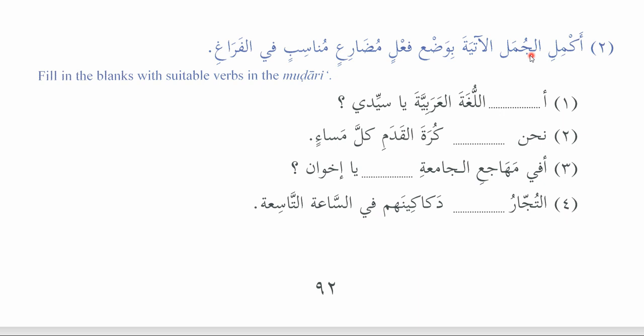Question 2. أكمل الجمل الآتية. Complete the following sentences by putting a suitable فعل مضارع in the empty space. ... اللغة العربية يا سيدي. So this سيد is for male singular. This is a clue. What kind of verb can you use and from which group? From mukhatib, mutakallim. Ya is our clue, mukhatib, and Sayyid is single male. So let's stick to the mukhatib male singular.